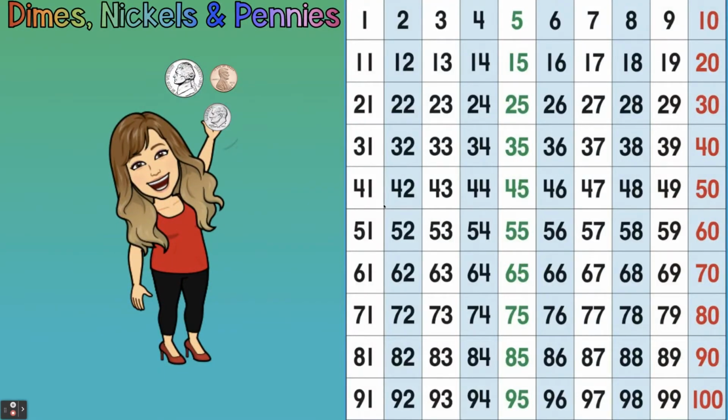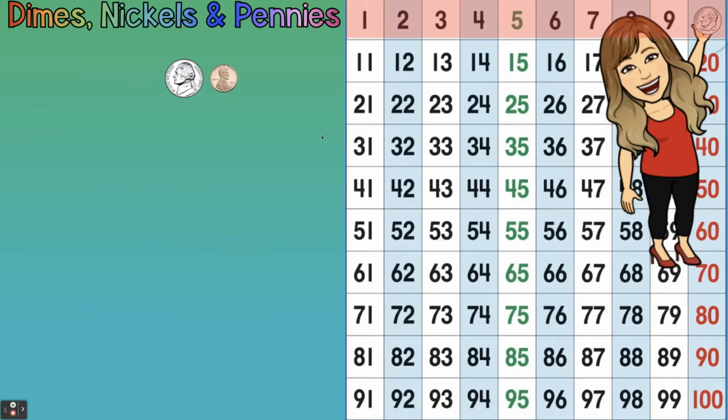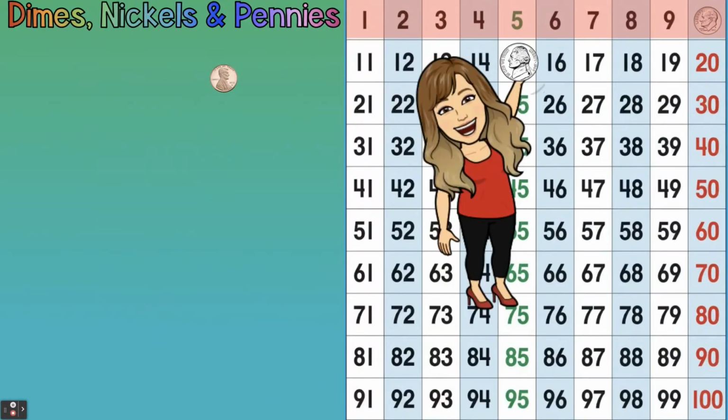We can also use our hundreds chart to help us find the total value. So this dime is worth 10 cents, so we're going to carry it over and put it on the 10. Now we're going to grab our nickel, and a nickel is worth 5 cents, so we're going to count over 5. 1, 2, 3, 4, 5. The nickel will go on the 15.